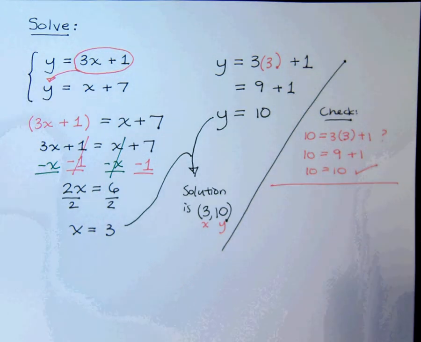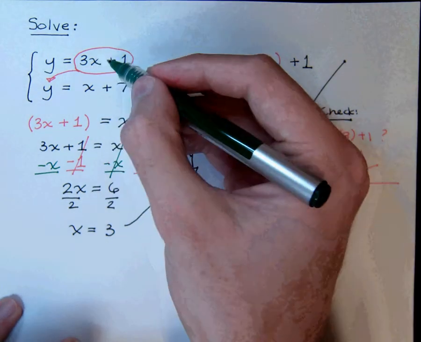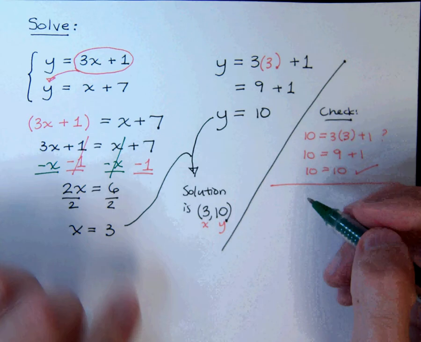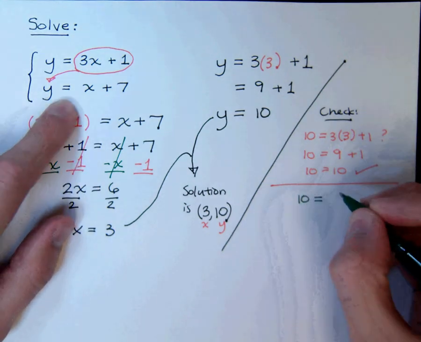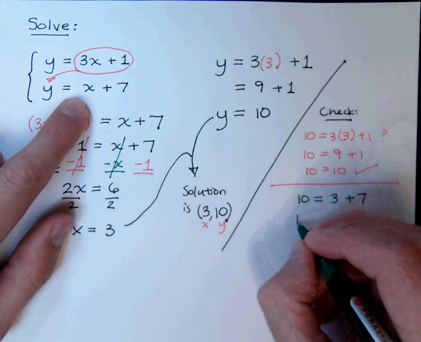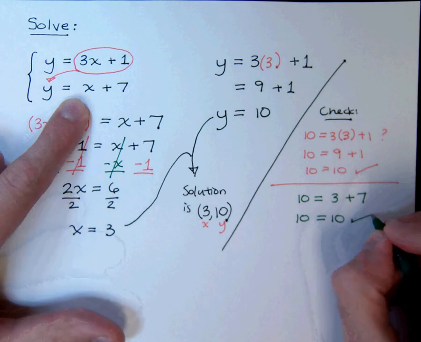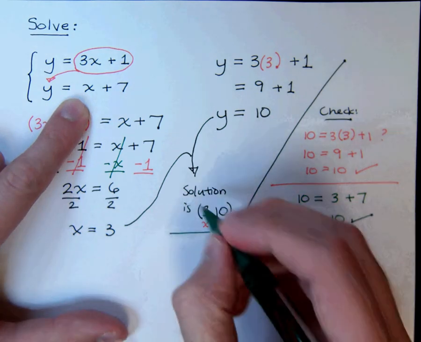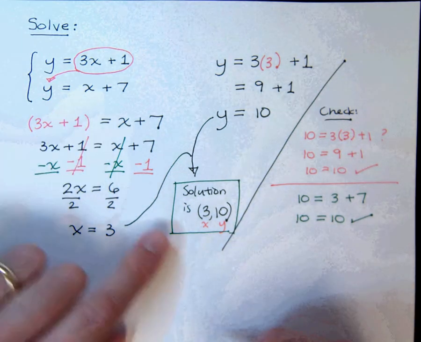Now let's check this in the second equation to make sure that it checks in that one as well. Remember, it has to be a solution for both of these equations. So the y is supposed to equal 10. Does 10 equal x, so that's 3, plus 7? And we see that 10 equals 10 is a true statement. So, with confidence, we can say that our solution is the ordered pair 3, 10.